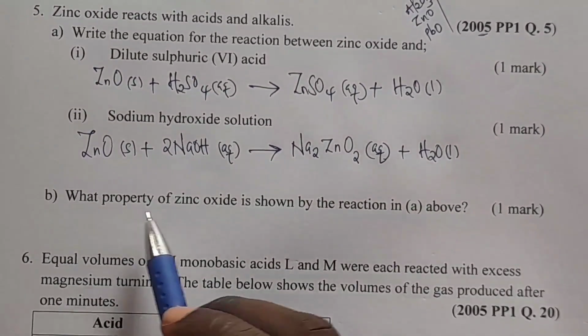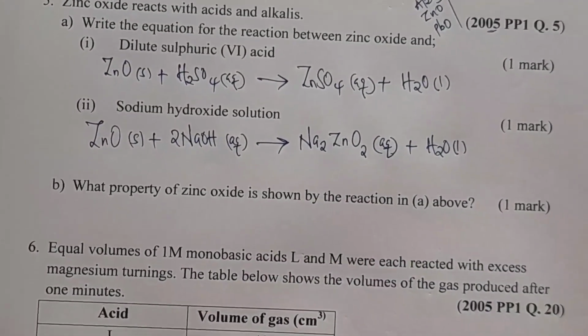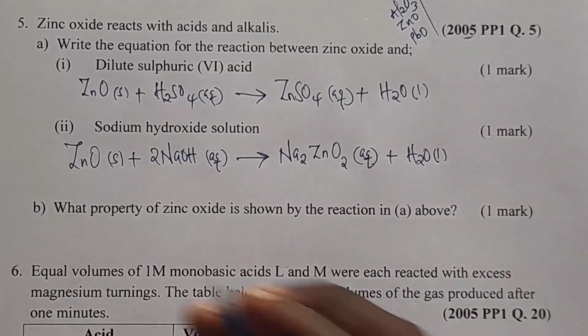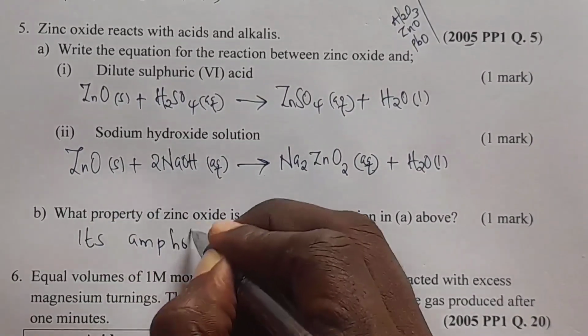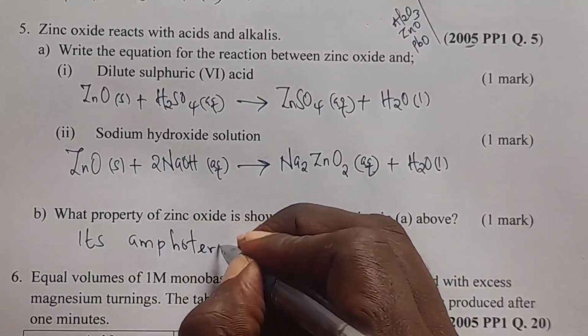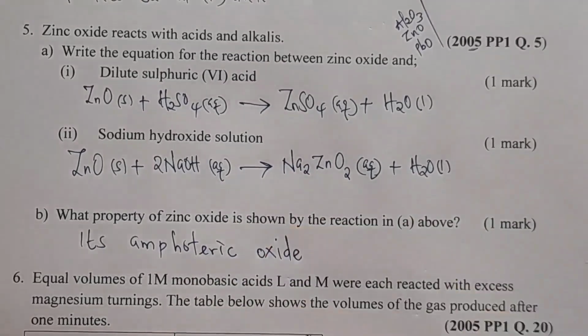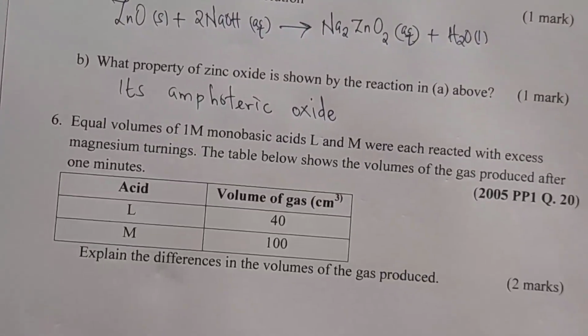Then we are told what property of zinc oxide is shown by the equations in A above. That's the amphoteric oxide property. So we are going to say it is amphoteric nature, or amphoteric property, or amphoteric oxide property. So we're done with that question number 5. We go to question number 6.